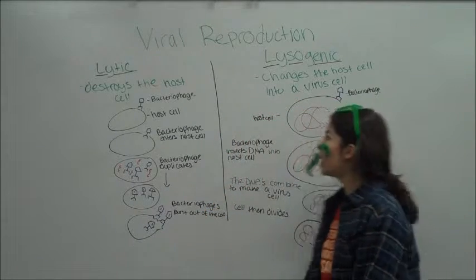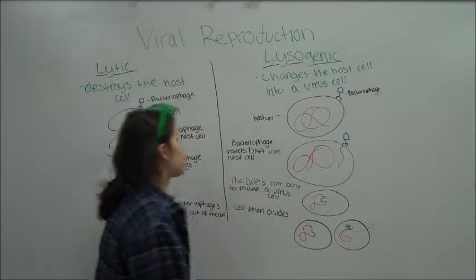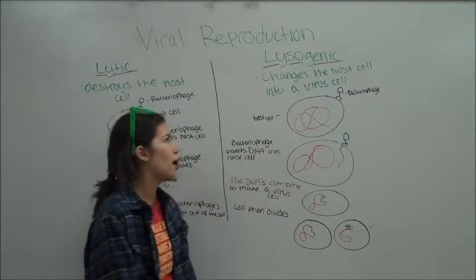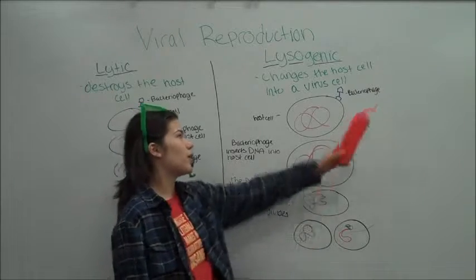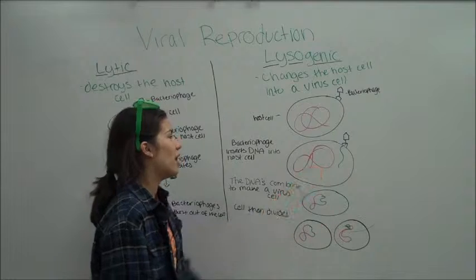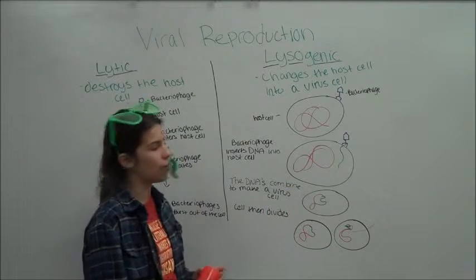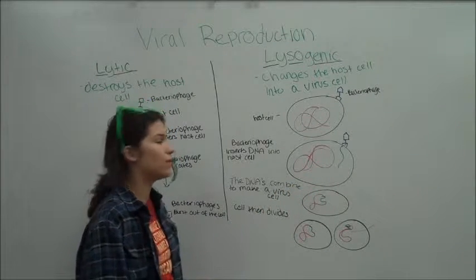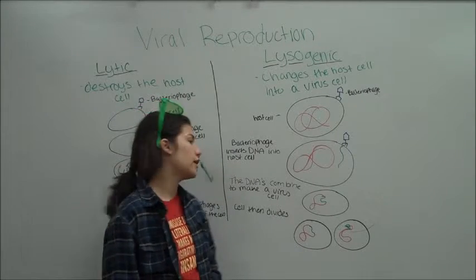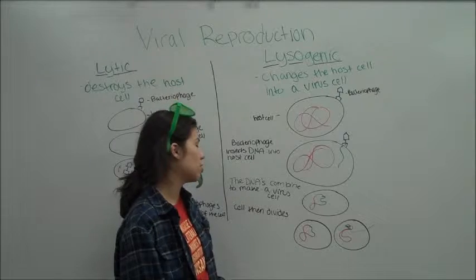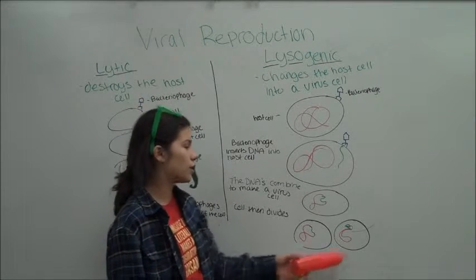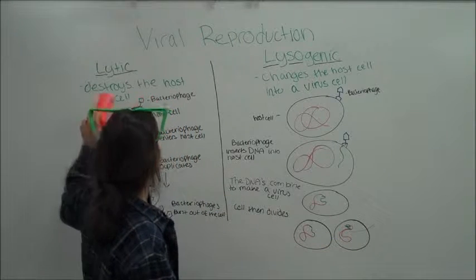And the lysogenic one is going to change the host cell into a virus cell. And so what's going to happen is that the bacteriophage is going to go into the host cell, and it's going to enter its DNA into the host cell. Now, the DNA is going to combine with the virus cell, but the host cell really isn't going to be compatible with it. So what it's going to try to do is divide to get rid of it. But sooner or later, it's going to actually start to go into this one.